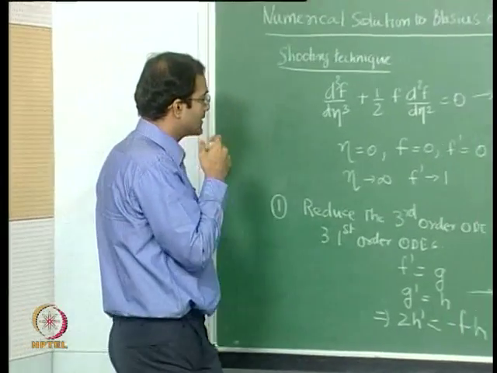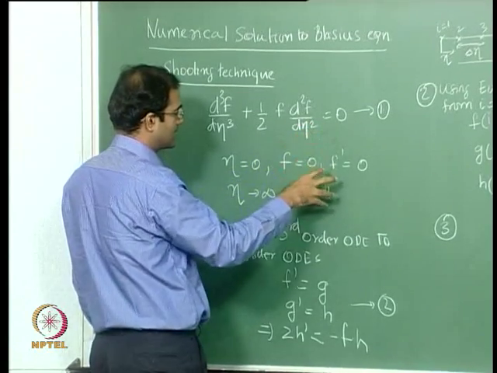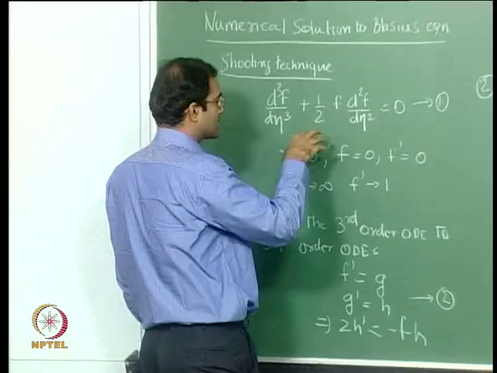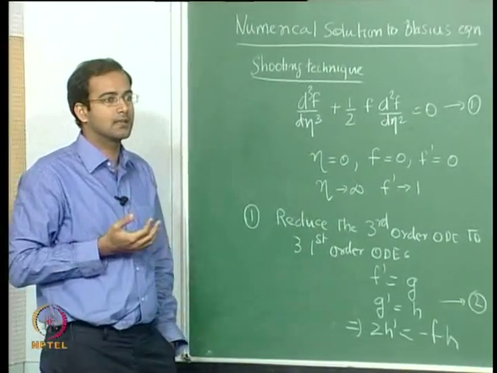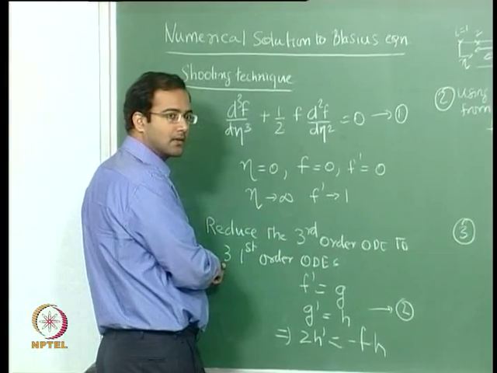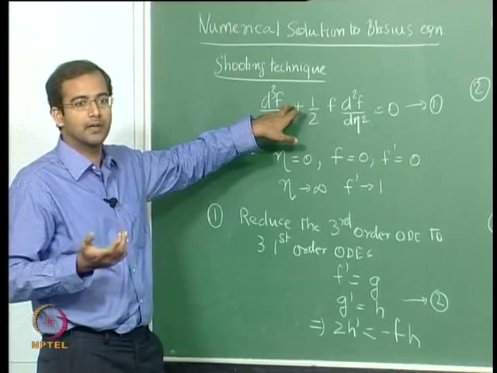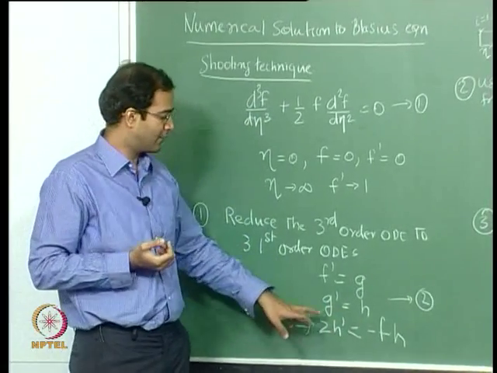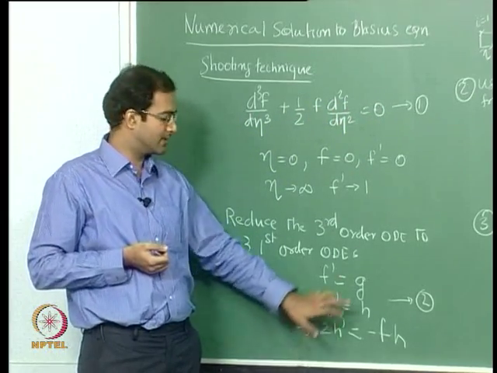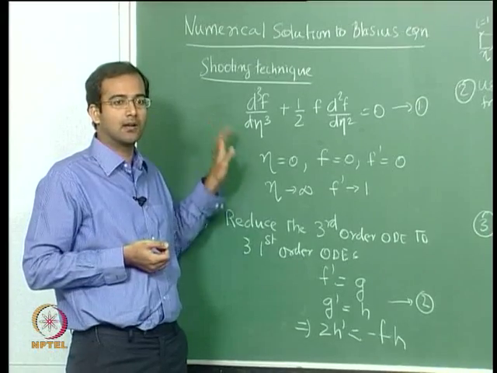Okay. So basically this is the ODE, which is a third order nonlinear ODE, so you cannot find a closed form analytical solution subject to these boundary conditions. What the shooting method does is very simple. You first reduce an nth order ODE to n first order ODEs. In this case you have a third order ODE, so reduce it to 3 first order ODEs. You can just say one equation will be f prime equal to g, g prime should be equal to h, and finally you can cast the equation in terms of h, f and g. These are the 3 ODEs which satisfy the Blasius equation, and they are all first order ODEs.